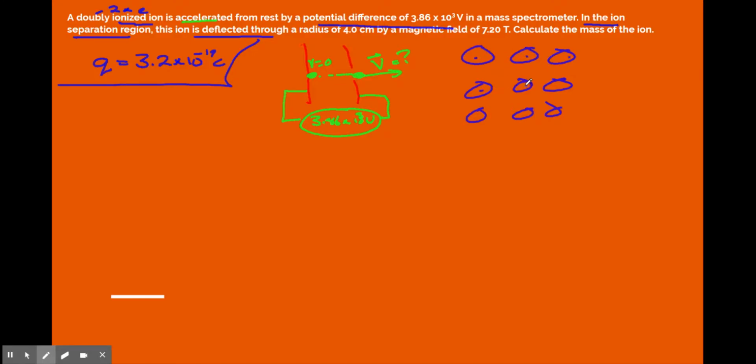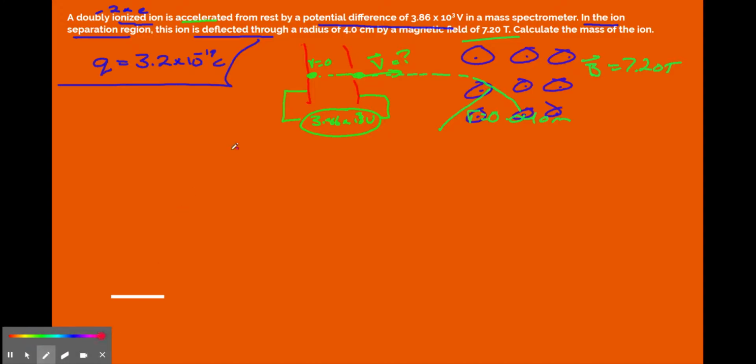And so we have a magnetic field, and in that magnetic field, this charged particle comes flying out of here with a high velocity. Then it enters this region and curves through a radius equal to 4 centimeters, 0.040 meters, because of a magnetic field in this region that happens to be 7.20 Teslas. We're starting to get a complete picture of what's going on here.